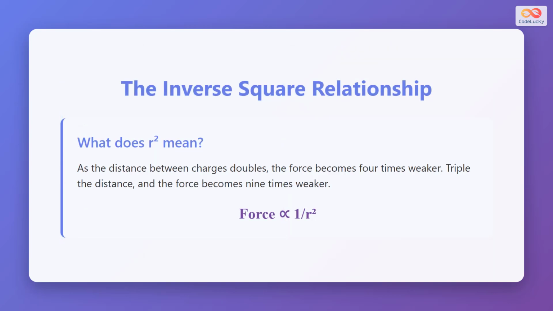One of the most important aspects of Coulomb's law is the inverse square relationship with distance. Notice that r is squared in the denominator. This means the force is proportional to 1 over r squared. What does this mean practically? If you double the distance between two charges, the force doesn't just cut in half, it becomes 1/4 as strong. If you triple the distance, the force becomes 1/9 as strong. This inverse square relationship is crucial for understanding how electric forces behave.